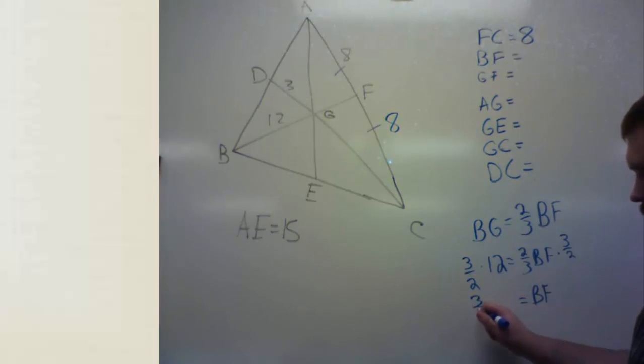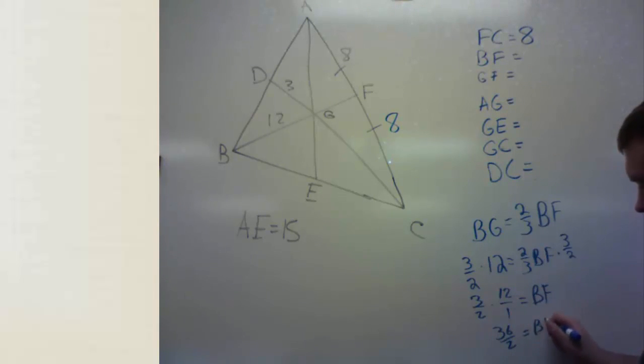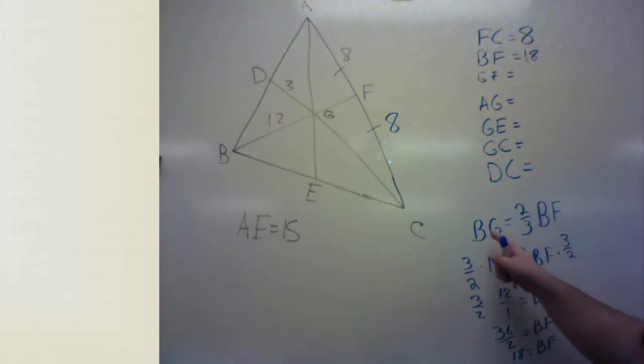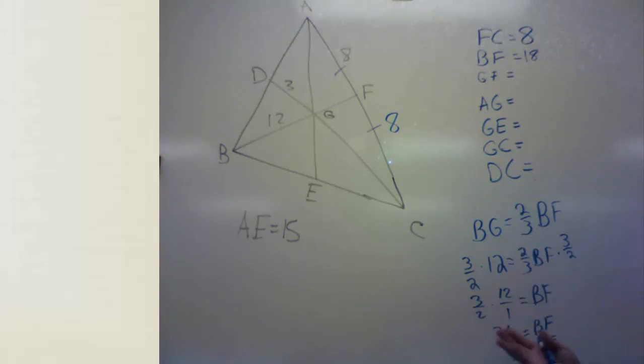Well, that's 3/2 times 12 over 1. That's 36 over 2, or 18. So, again, this length from B to G is equal to 2/3 from B to F. I know BG was 12, so I then multiply both sides by the reciprocal, 3/2. 12 became 12 over 1. That's still 12, and I multiplied straight across. 3 times 12 is 36, 2 times 1 is 2. 36 divided by 2 is 18, and that gave me my answer.